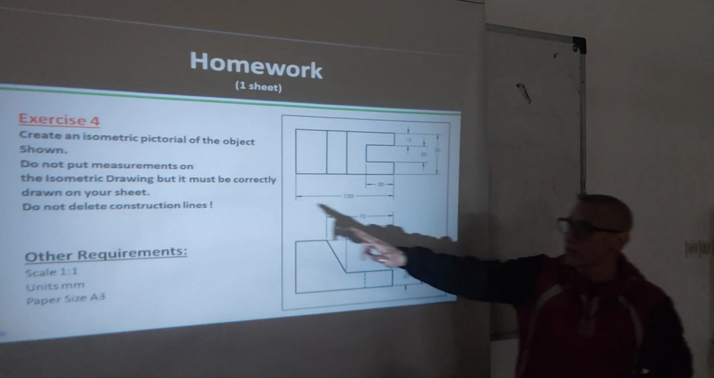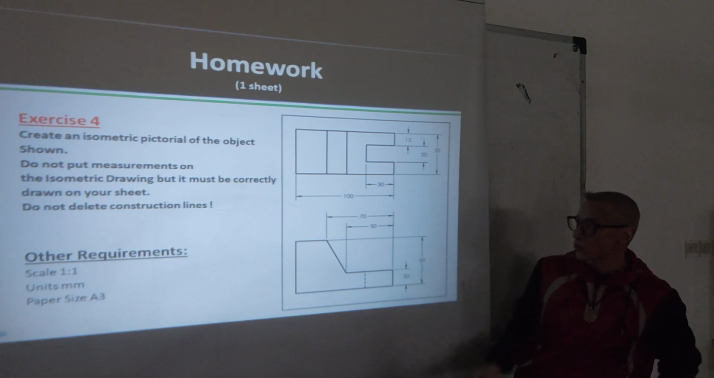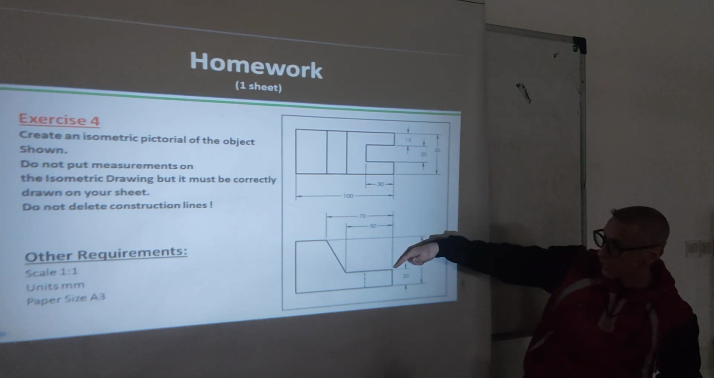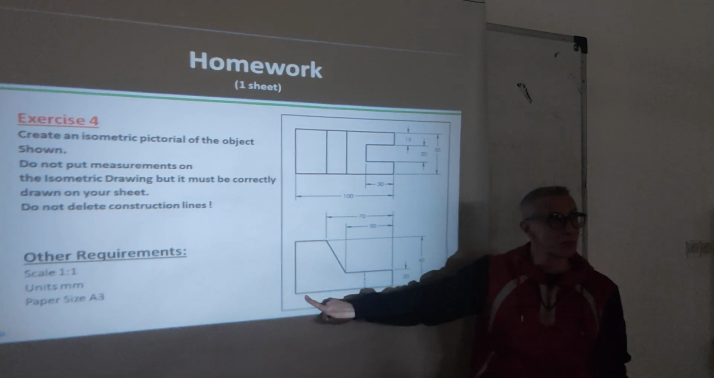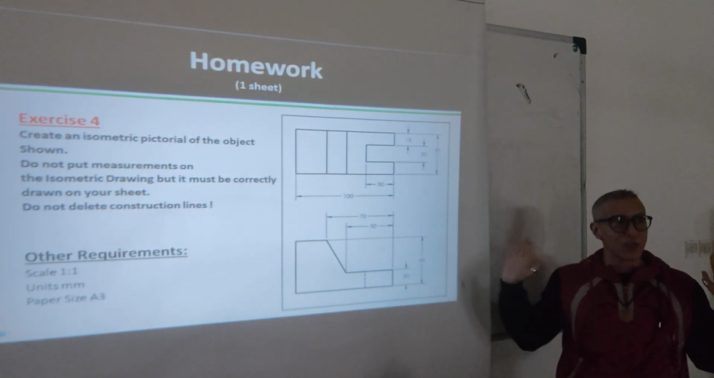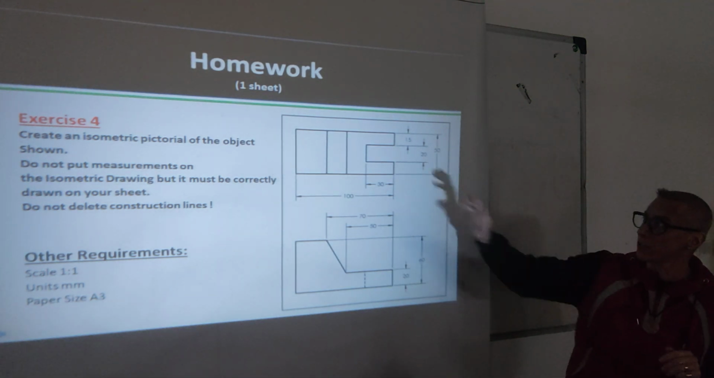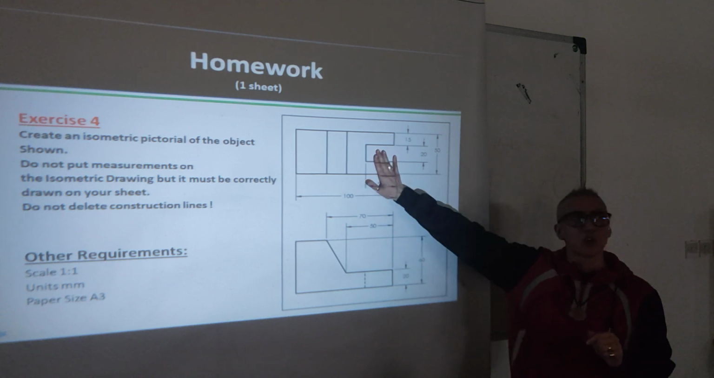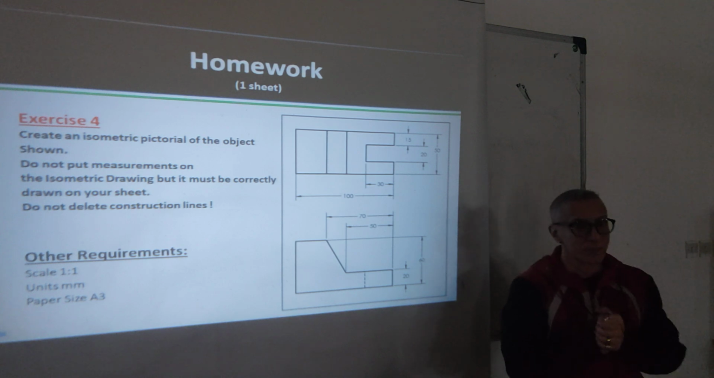Great. Do not delete construction lines. So when you draw this object, look at it, how it looks from the front. It has an inclined plane, it has this shape, but first you will draw the box. This is what you will draw first. Do not delete the box, do not delete anything, okay? Great. So this is a simple object, one sheet. I need to see it in isometric. Do not draw these. No, just the isometric alone. Okay?